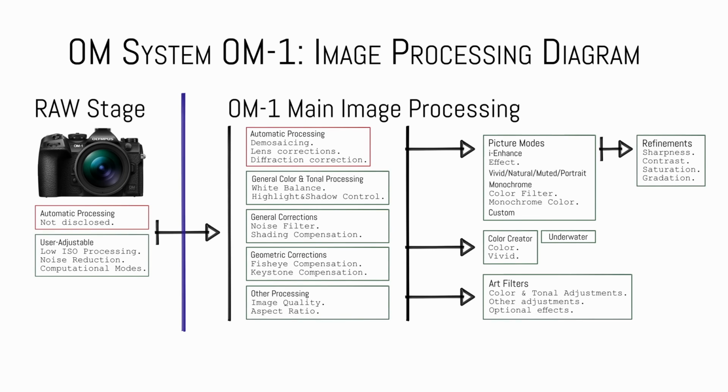Everything that happens at this automatic step can, of course, not be adjusted. However, the main image processing stage is mostly user adjustable, and all the following steps can be configured by you as the photographer. And this is really an extensive library of settings that can be combined in various creative ways. Let's take a closer look. So this diagram should just give you an overview.